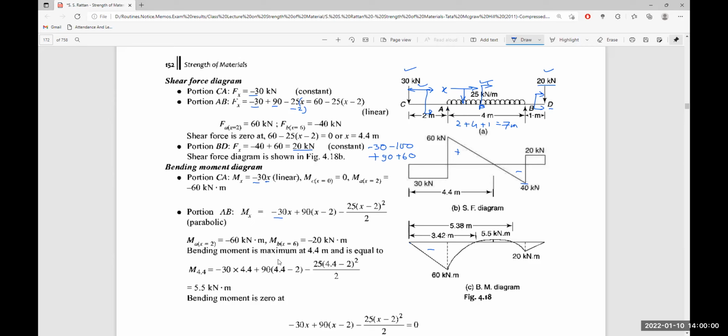Next comes the distributed force starting from x minus 2. The rate of distribution is 25, so the force involved is 25 into (x minus 2), and it acts at the center, so the distance will be (x minus 2) divided by 2. As this creates an anti-clockwise bending moment, which is negative in nature, it becomes minus 25(x minus 2) whole square by 2. So this is parabolic in nature.